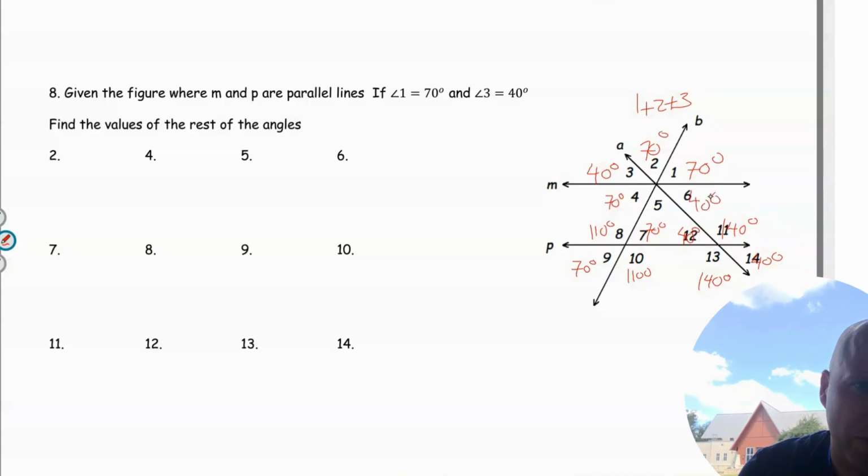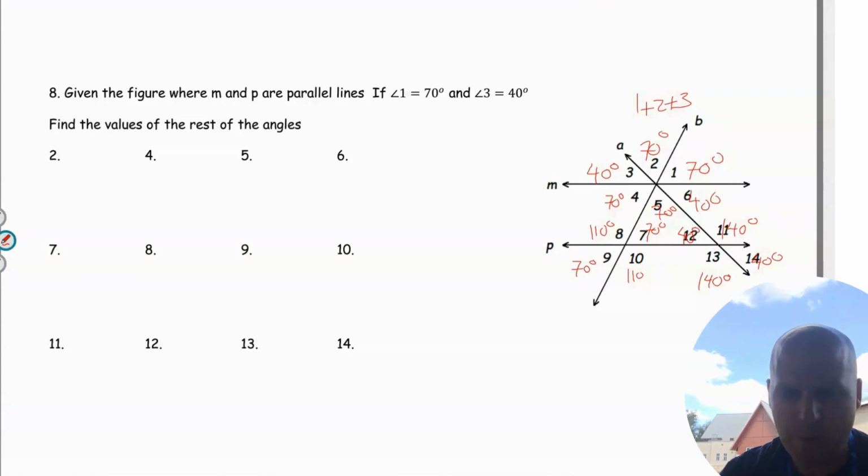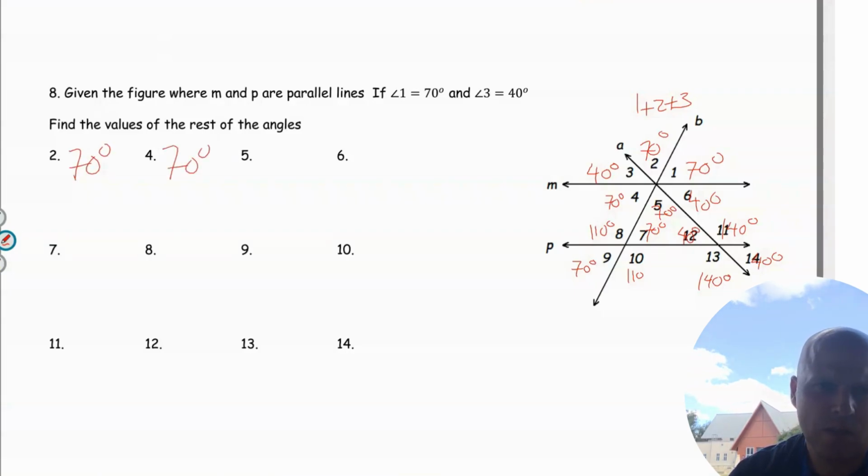It's vertical with angle 3. If this is 70, this is 70. It's 140, 40. I don't love the angles, but they're not that bad. I wish all of them were kind of different. They all can't be different. So angle 2 is 70, angle 4 is 70. I'm not even going to write this down. Let's see if you guys copy it down.